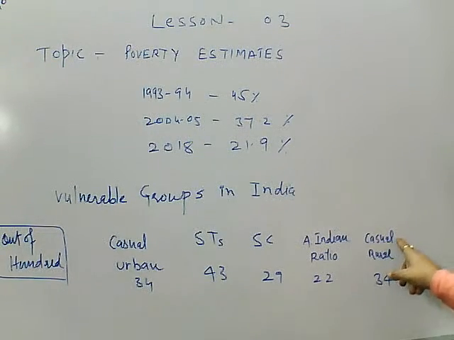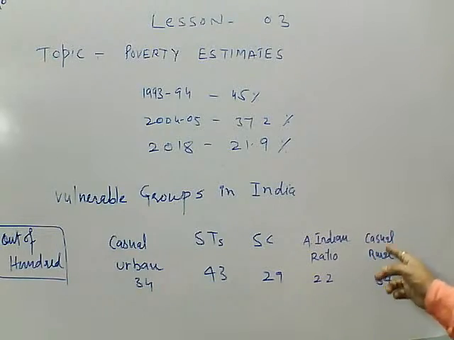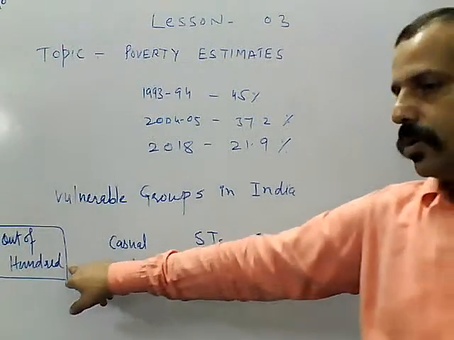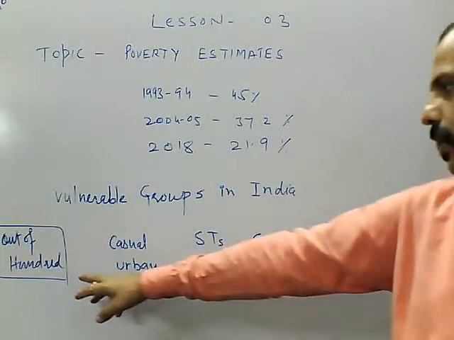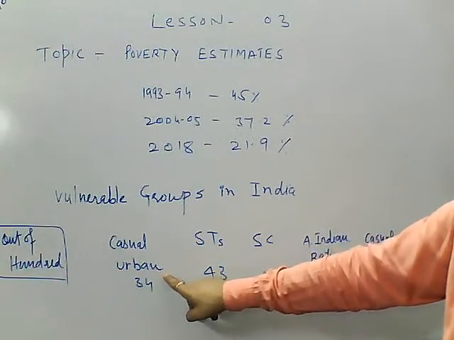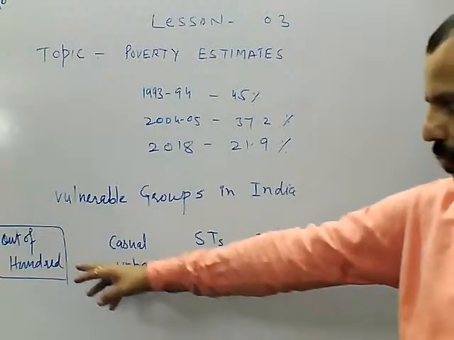When you talk about rural casual labor, these are workers working in the farms as casual workers. Their number is 34 out of 100. When you talk about the casual workers in the urban areas, the number is also 34 out of 100.